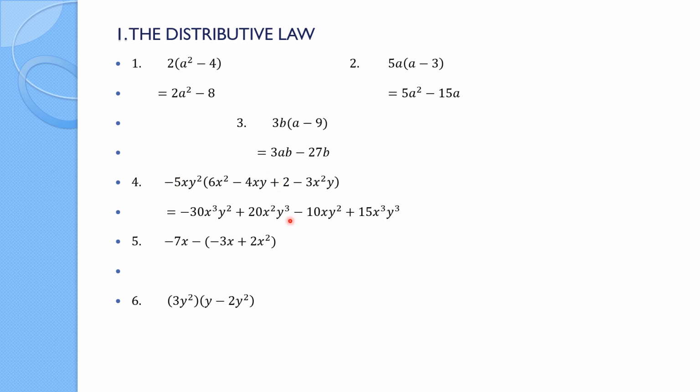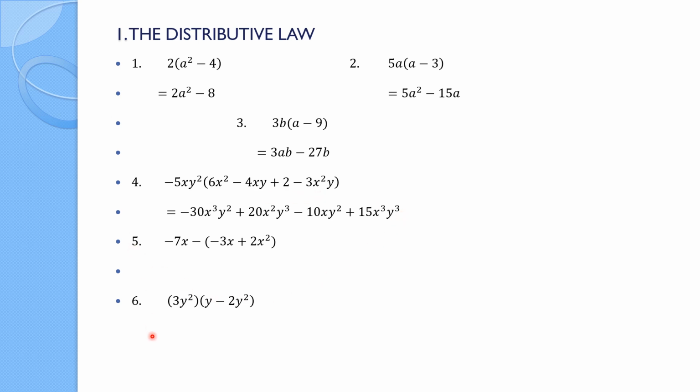Negative times positive becomes negative. 5 times 2, I assume you know, is 10. x, y squared. Negative times negative would become positive. 5 times 3 would give me 15. x times x squared would become x cubed, and y squared times y would give me y cubed.